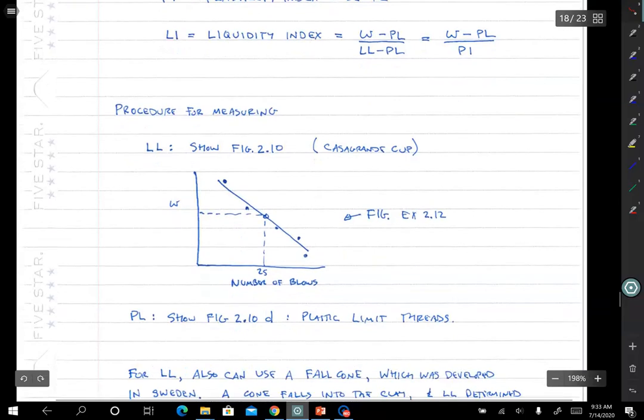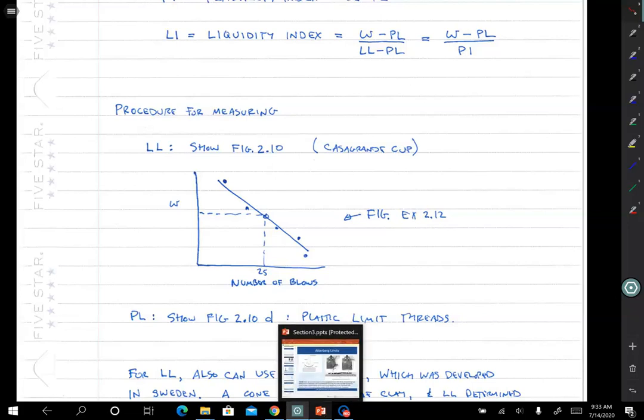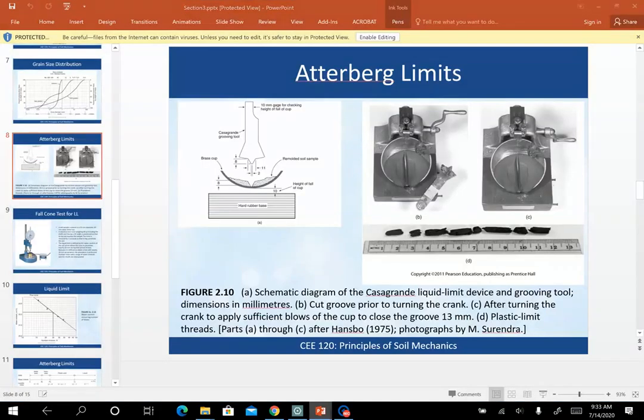Okay, so let's talk about the procedure for measuring these things. There are two different procedures that we use, and I'm going to transition now to a slideshow because the slideshow shows some of the equipment.